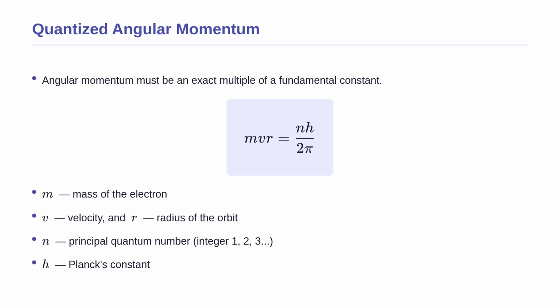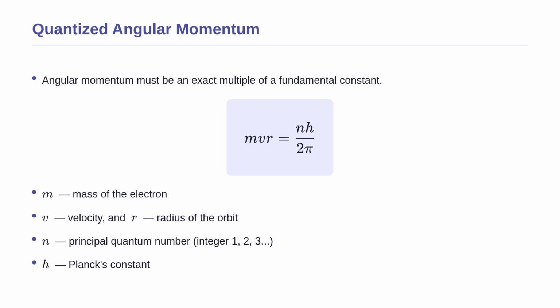Now that we understand the staircase concept, let us look at the mathematical rule that defines these steps. Bohr stated that the angular momentum of the electron, which measures its rotational motion, must be an exact multiple of a specific constant. In this formula, m is the mass of the electron, v is its velocity, and r is the radius of the orbit. Together, m times v times r is the angular momentum.